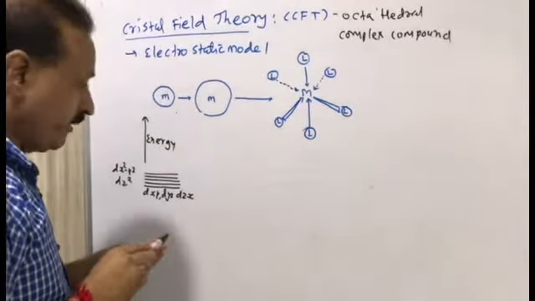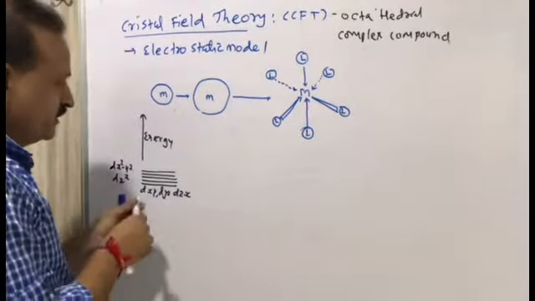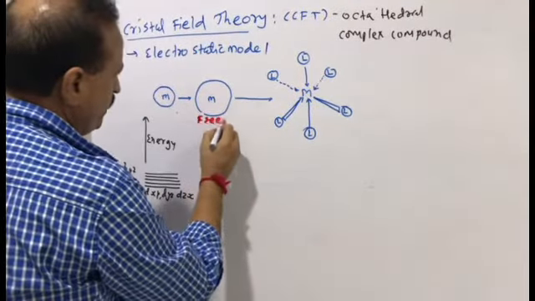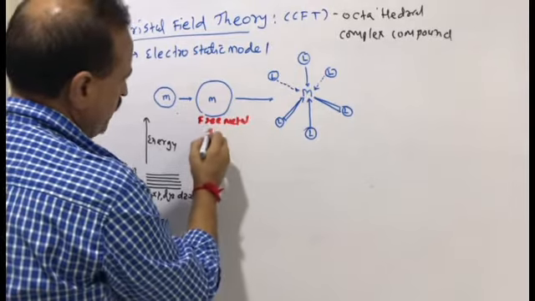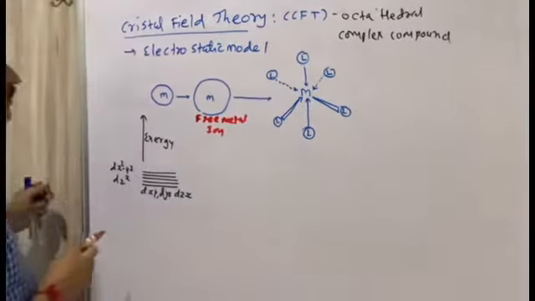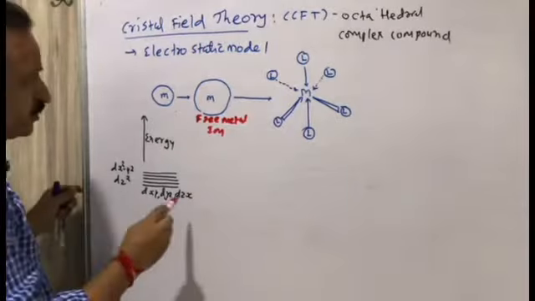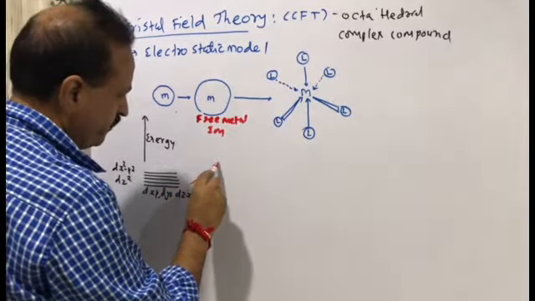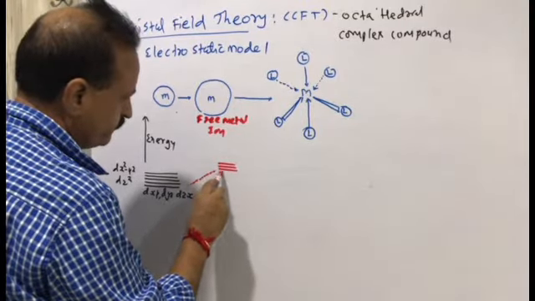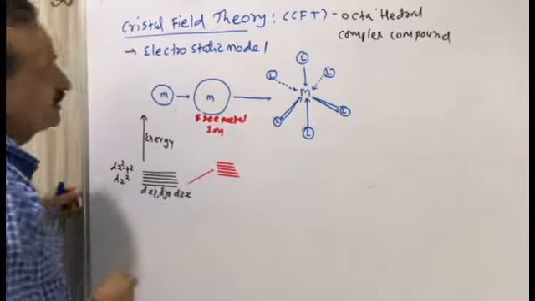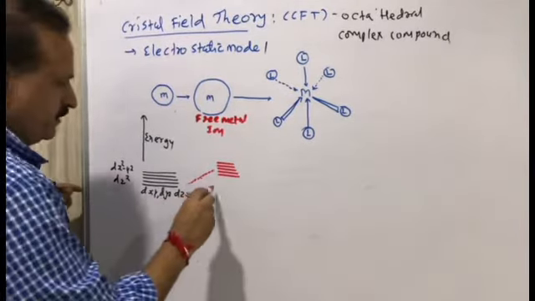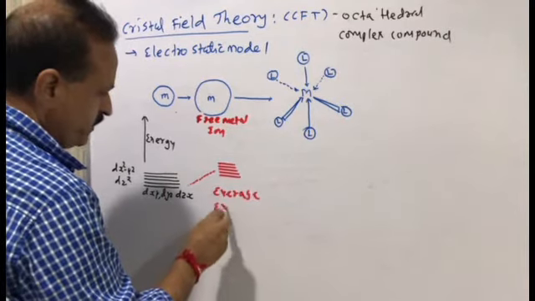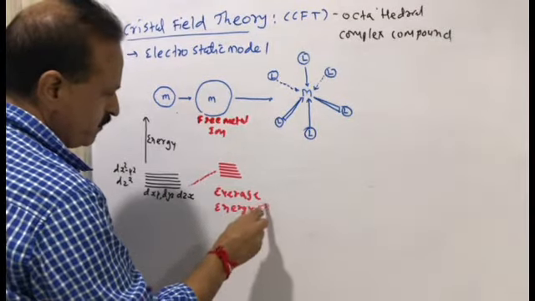This is the free metal ion. It has no energy level splitting, with all 5 d orbitals together at the average energy level of the d orbitals.